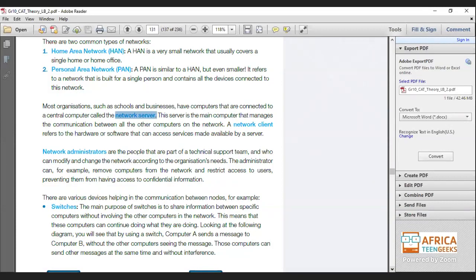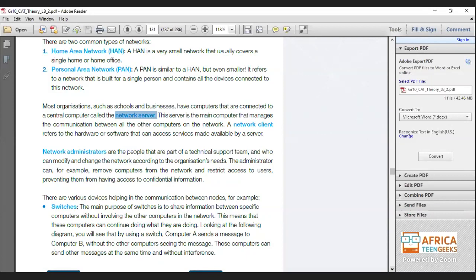The word server is self-explanatory, it means to serve, so you always provide. They request, and when they request, you provide. This server is the main computer that manages the communication between all the other computers on the network. And network clients refer to the hardware or software that can access services made available by the server. Like I said, we've got the client and server computing model. So the client, now what is a client?